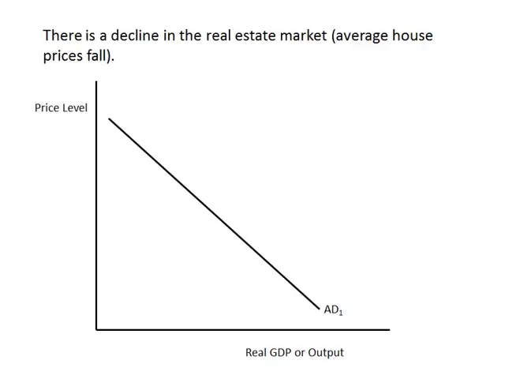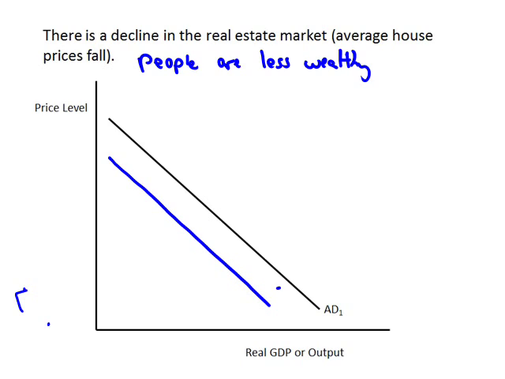There's a decline in the real estate market, so the average house prices fall. So what happens now is that people are less wealthy. So whether you own your house outright or whether you have a mortgage, the asset that you own is now worth less than it was before, and so you have a sense of being less wealthy than you were before. People will tend to then spend less because they have less wealth. And the component is consumption.